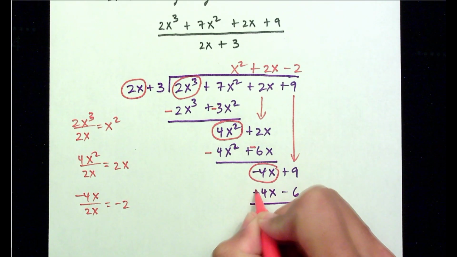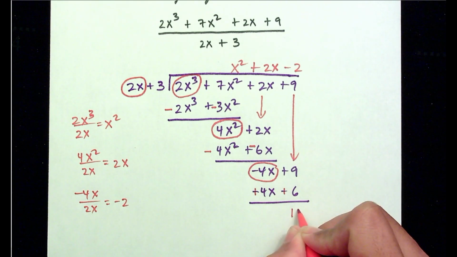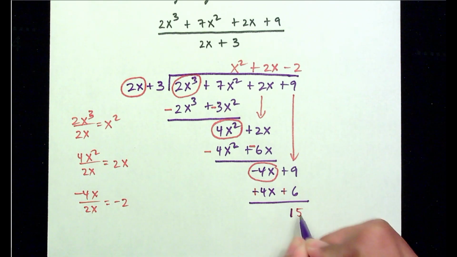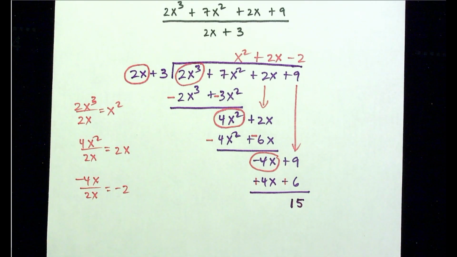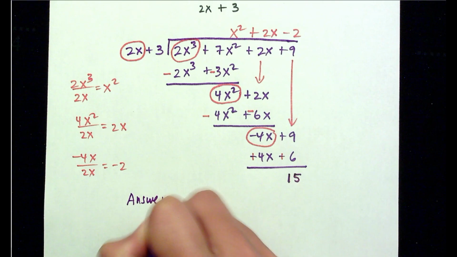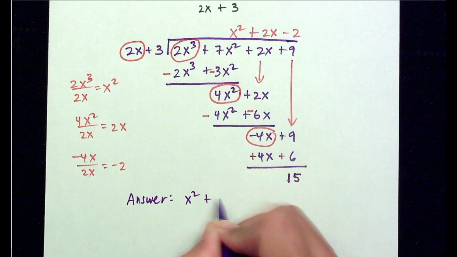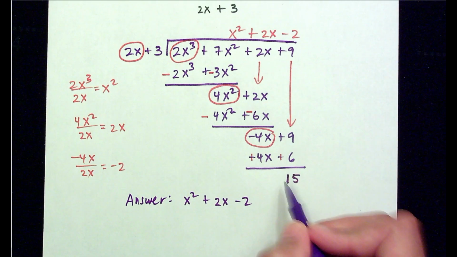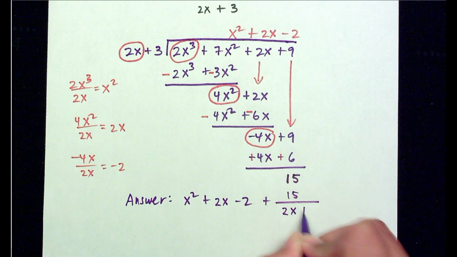This is going to become plus and a plus. And adding down, that is 0. And adding down here, this is 15. And we're done. Now we can write down the final answer. The answer would be this top right here, x squared plus 2x minus 2, that would be the quotient, and the remainder is 15, and we write it like this, plus 15 over 2x plus 3.